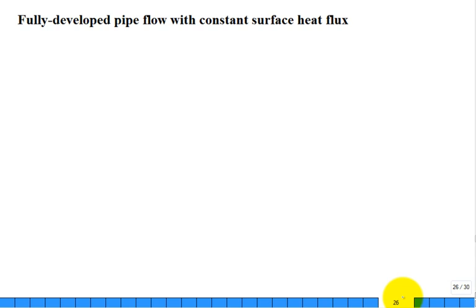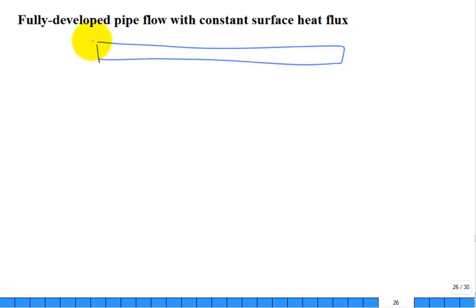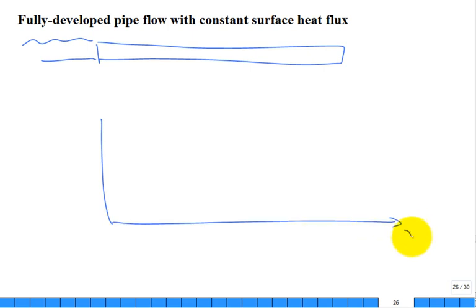All right. Fully developed pipe flow with a constant surface heat flux. So here is my pipe. All right. Forget about the entrance region. At this point, I'm just saying X, it's fully developed. And if you have a constant surface heat flux, what's happening here? Q double prime is a constant. Not the wall temperature, that is not constant. Q double prime is constant.